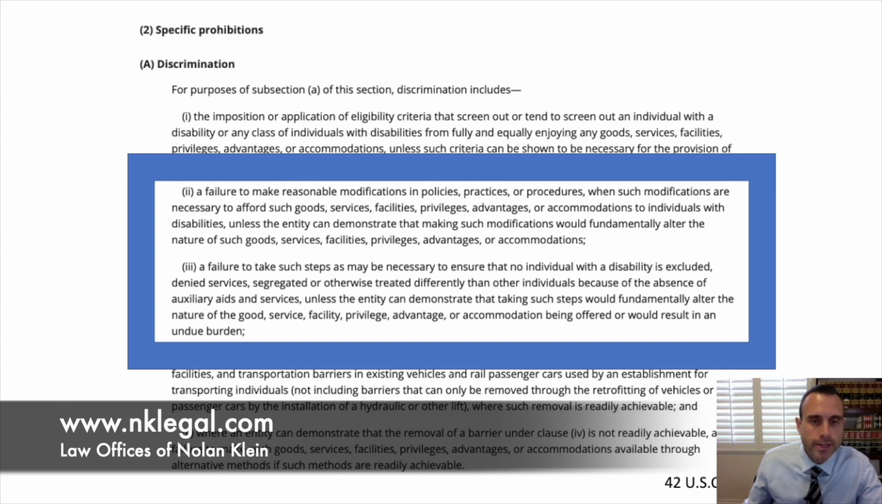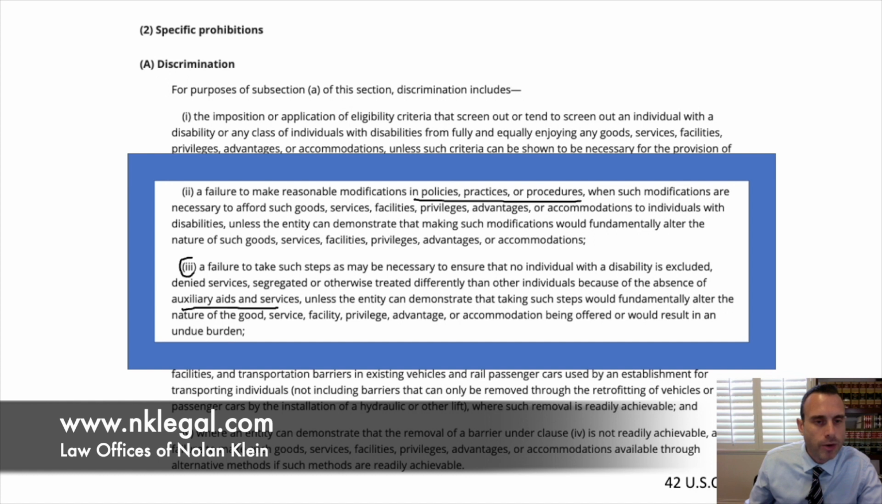And also a failure to take such steps as may be necessary to ensure that no individual with a disability is excluded on the basis of an absence of auxiliary aids and services, unless that entity can demonstrate that taking such steps would fundamentally alter the nature of the goods, services, and facilities, or would be an undue burden. So here we have in Section 2, policies, practices, and procedures, the requirement to alter them in order to accommodate the disabled.